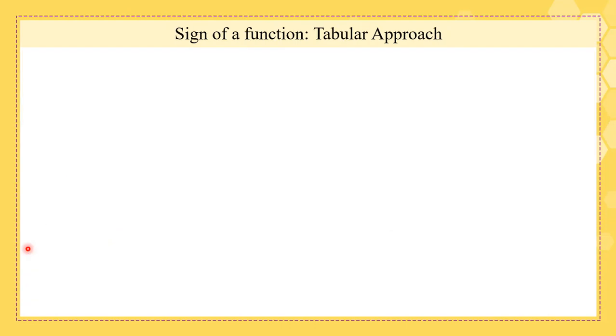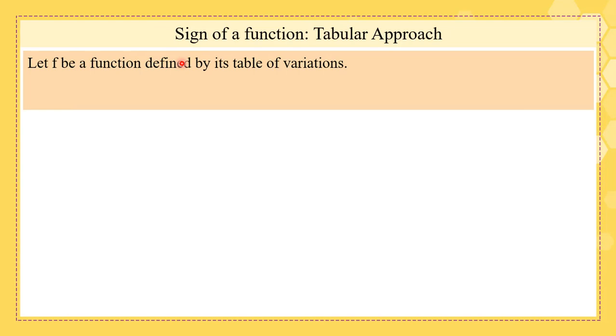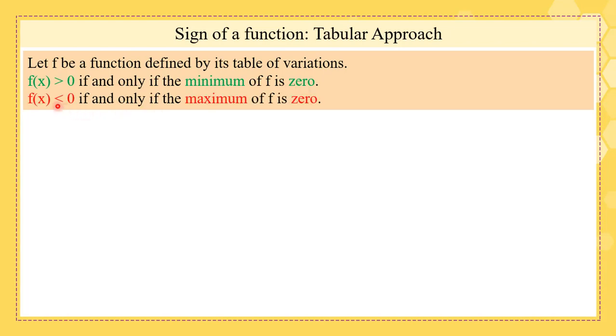Now let's see the sign of a function tabularly. Now f is a function defined by its table of variations. We can say that f of x is greater than 0 if and only if its minimum is 0, and f of x is less than 0 if and only if its maximum is 0.